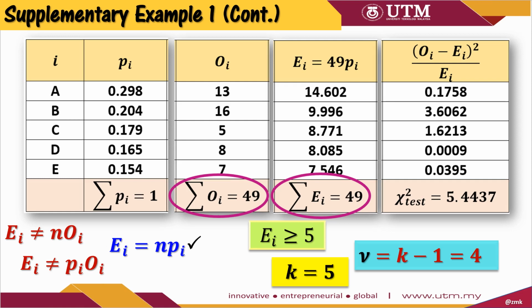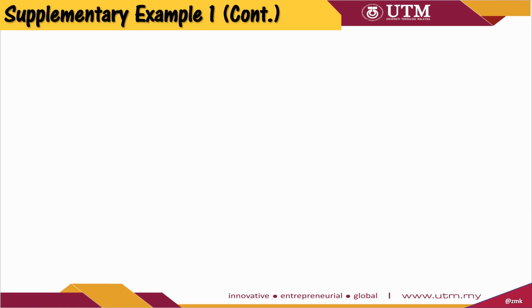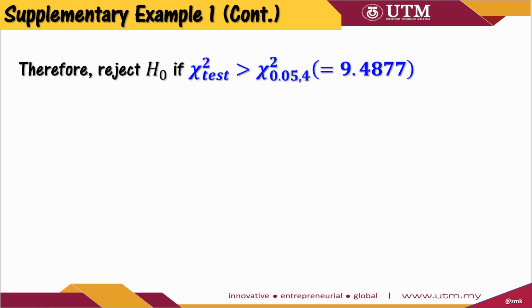Summing up all the values in the last column, you will have a chi-square test statistic value, which is 5.4437 in this example. Please recall the rejection rule for this example is to reject H0 if the chi-square test statistic value is greater than the right-sided critical value chi-square 0.05 nu, where nu is 4. Here the critical value at alpha equal to 0.05 and nu equal to 4 is 9.4877.